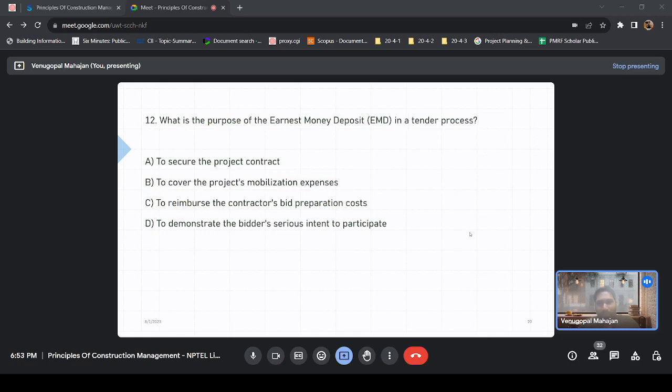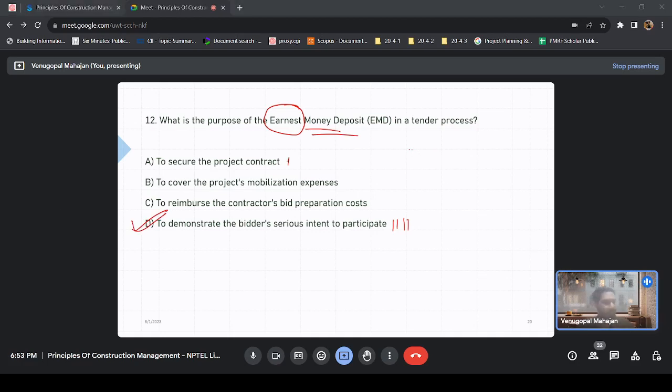Okay, so now coming to deposits. What is the purpose of earnest money deposit in a tender process? D, sir. D again. So, earnestness: to demonstrate the bidder's serious intent to participate.